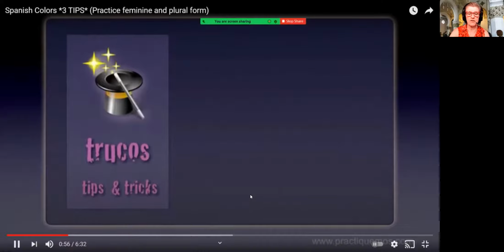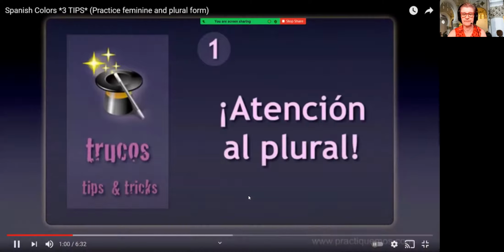Trucos. Trucos means tricks. Truco número uno: atención al plural. So pay attention to whether you need to make it plural. So you want to say red cars, okay? Literally in Spanish, they wind up saying cars, reds. Make the word red plural if the word cars is plural. It's what they do.